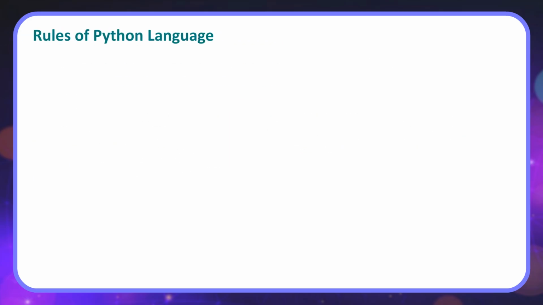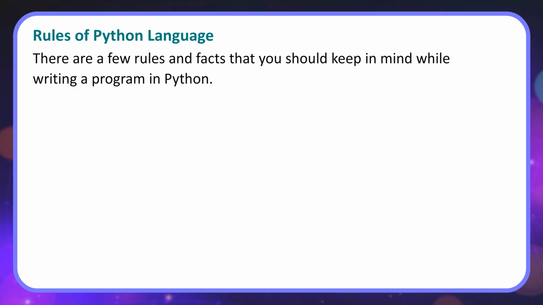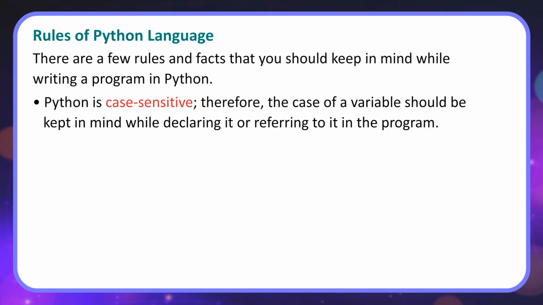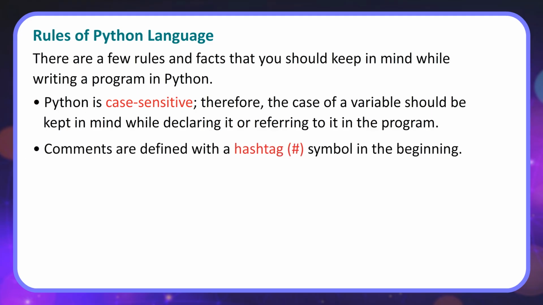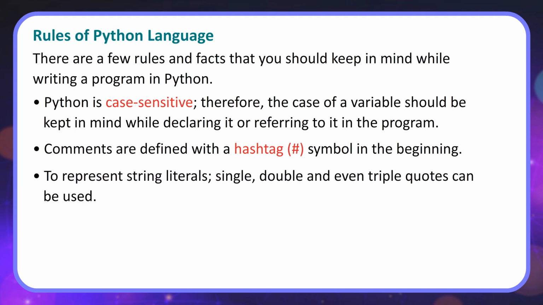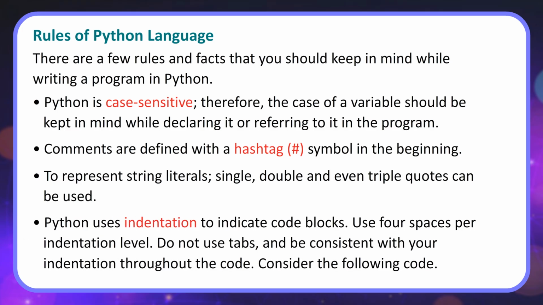Rules of Python language. There are a few rules and facts that you should keep in mind while writing a program in Python. Python is case sensitive, therefore, the case of a variable should be kept in mind while declaring it or referring to it in the program. Comments are defined with a hashtag symbol in the beginning. To represent string literals, single, double and even triple quotes can be used. Python uses indentation to indicate code blocks. Use 4 spaces per indentation level. Do not use tabs, and be consistent with your indentation throughout the code.